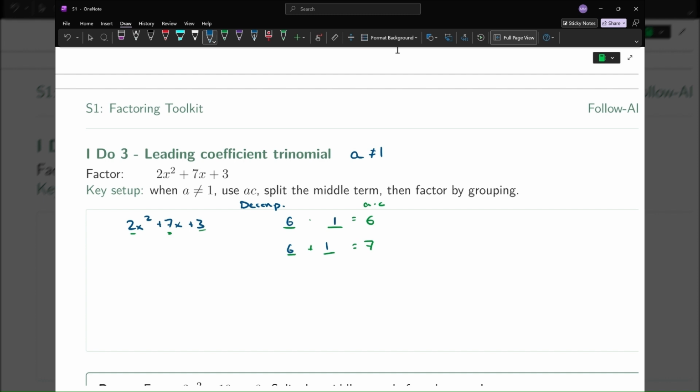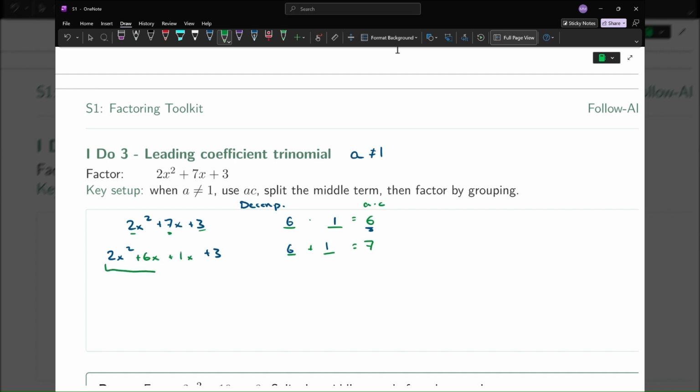And when I find those numbers, I am going for the product first, right? So I'm thinking there, I can multiply 1 times 6 or 2 times 3, and then I go for the sum, right? The product is really going to narrow down your options. So once I have that, what decomposition is going to say is, well, I'm going to leave the 2x squared and the 3 alone, but I'm going to decompose. I'm going to break this down into a 6x plus the 1x.